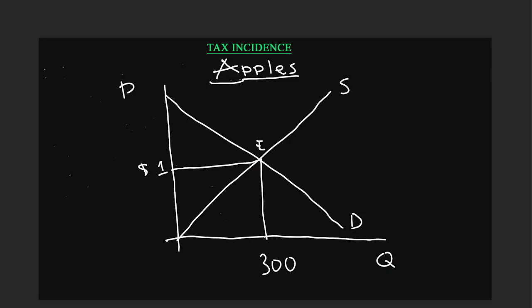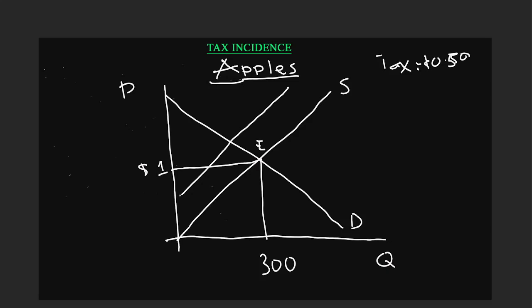So let's say a 50-cent tax is imposed in this market. So there is a tax of 50 cents on a unit of apple. How do we represent it first of all in this market? Anytime there is a tax imposed, the way you show it on the market is to shift the supply curve upwards by the exact amount of the tax.